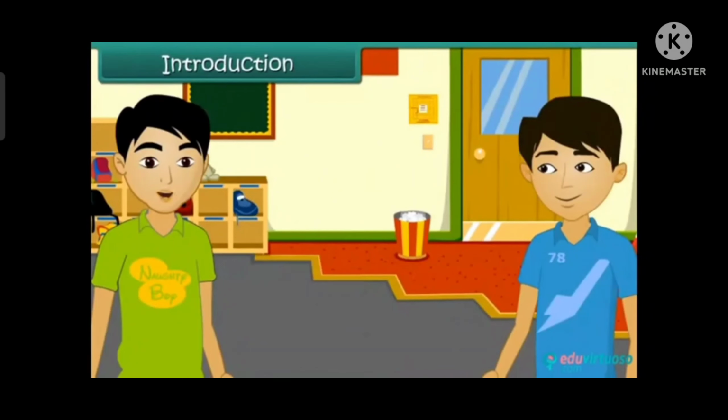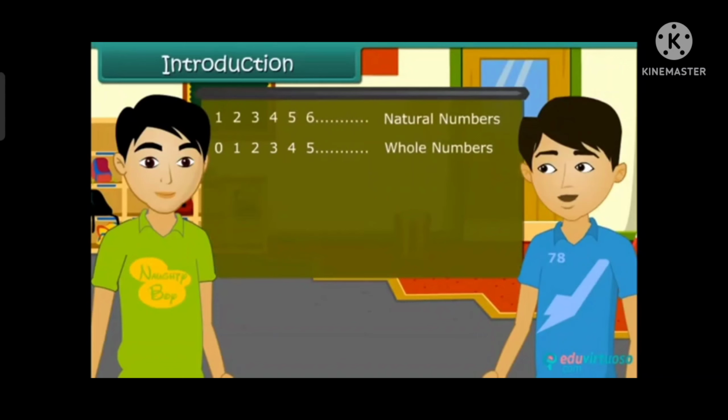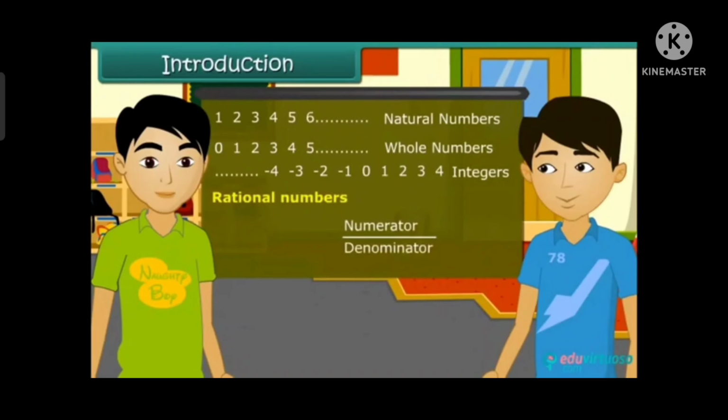Hey, Rahul, come. You know, today our maths teacher taught us a new topic, rational numbers. I know about natural numbers, whole numbers and integers. But what are the rational numbers? These numbers are in the form numerator by denominator, where numerator is either 0 or a positive integer, and the denominator a positive integer. I did not understand. Come, I will explain you.